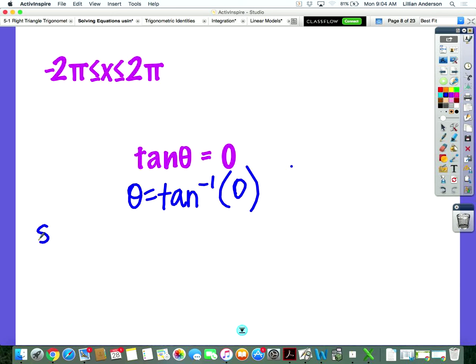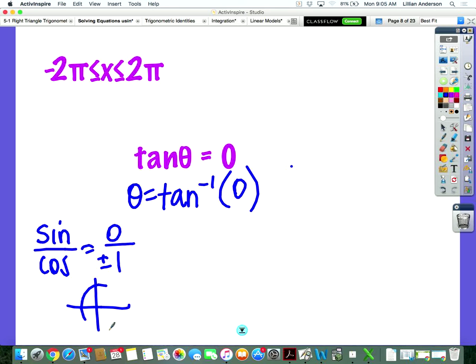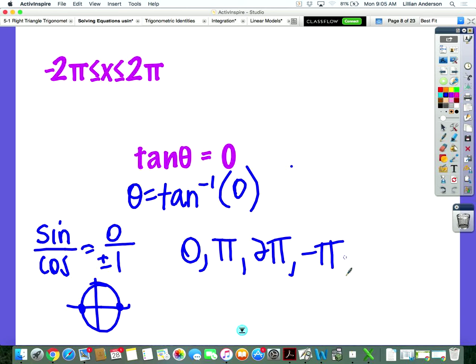Well, you have to remember that tangent is sine over cosine. Okay? So you're looking for the ordered pairs where, when you divide the y value by the x value, you're going to get 0. Well, that only happens when sine is 0 and cosine is 1 or negative 1. So that's going to happen on our unit circle here and here. So our values are 0, pi, 2 pi, negative pi, and negative 2 pi.